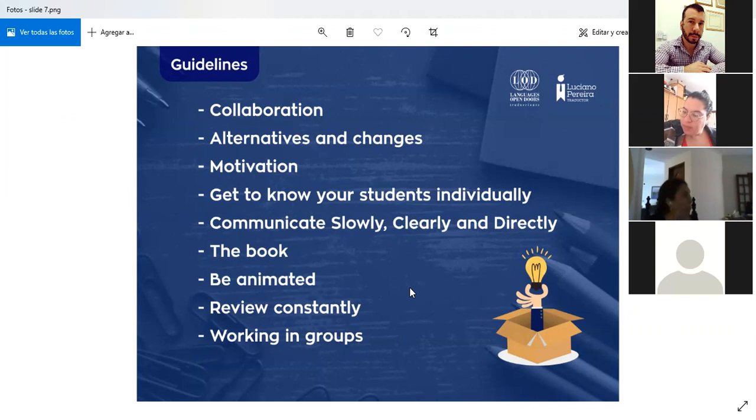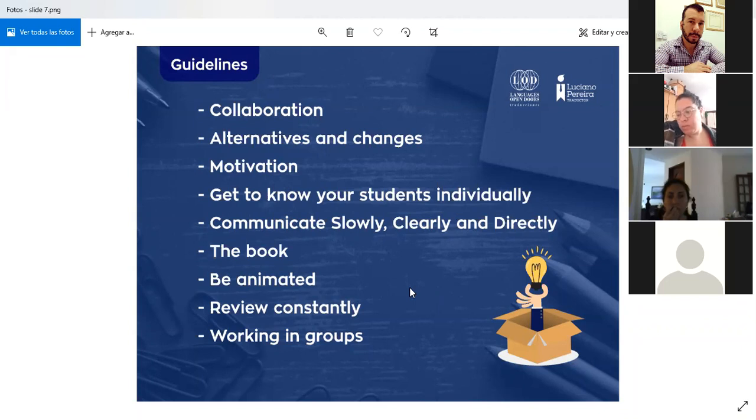Okay, next, motivation. As I mentioned it before, motivation is a key element here. So our responsibility is trying to maintain that motivation constant along the course. Of course, some students will drop out. That is inevitable. But that won't be our fault. We as teachers tried to do our best.